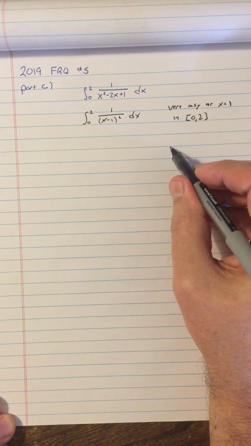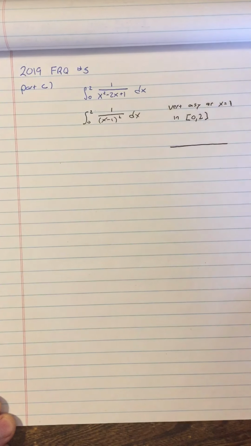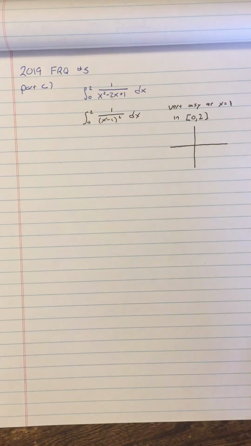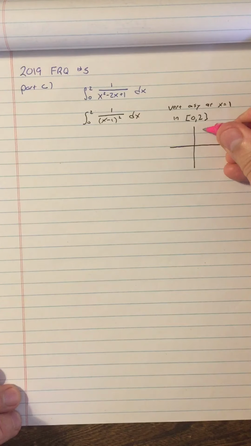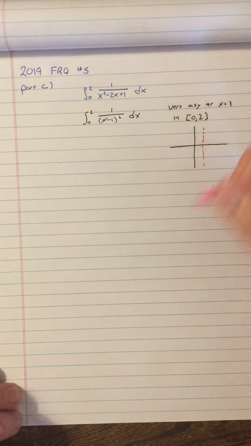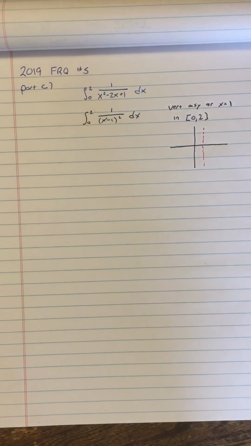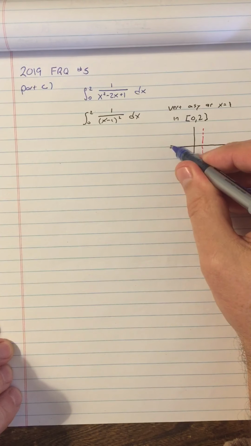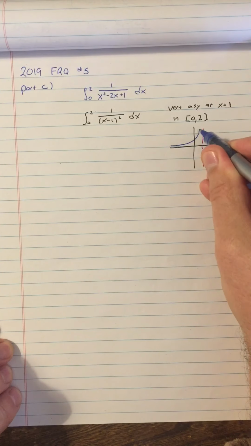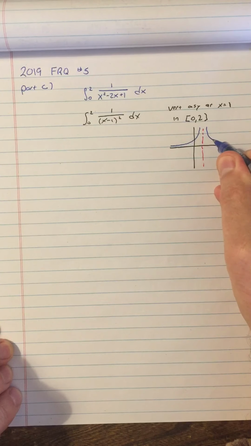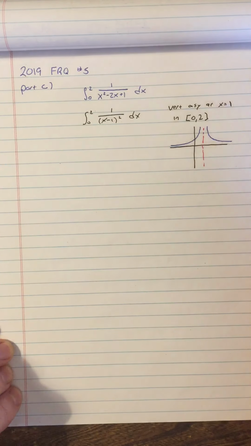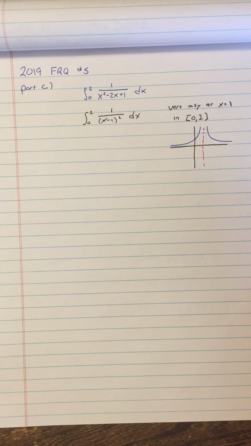So if you think about what's really going on here, what does the graph of 1 over (x minus 1) squared look like? Here's our x-axis. Here's our vertical asymptote at x equals 1. This is an even asymptote, and the function is always positive. So since it's an even asymptote, the function's going to look like this. You can also see, if you analyze the analytic function, that it has a horizontal asymptote at y equals 0. So this is what 1 over (x minus 1) squared looks like.